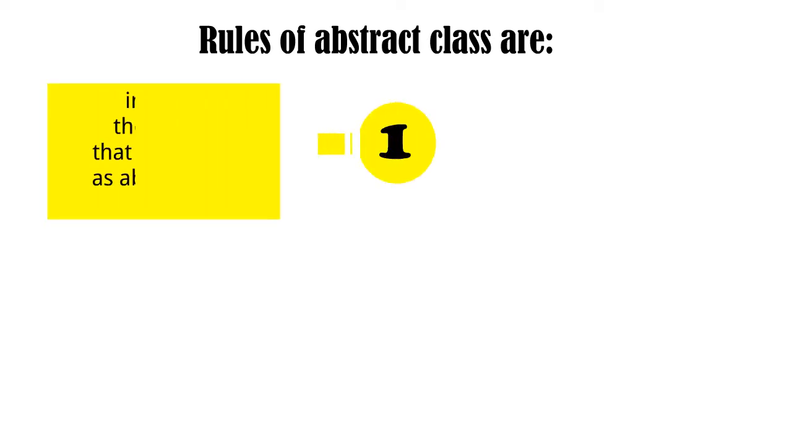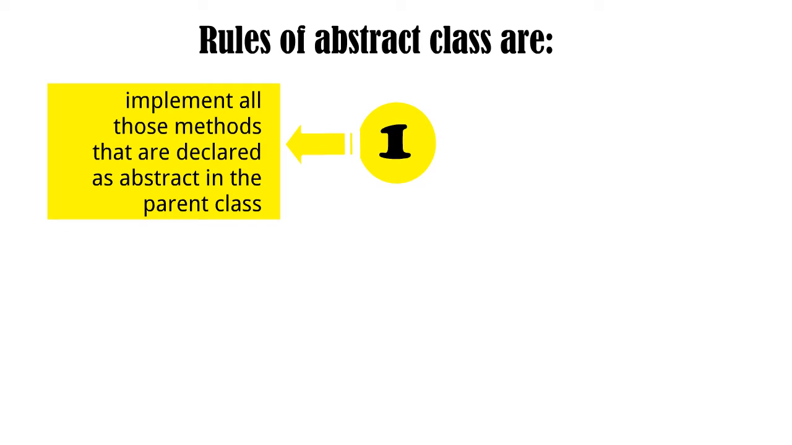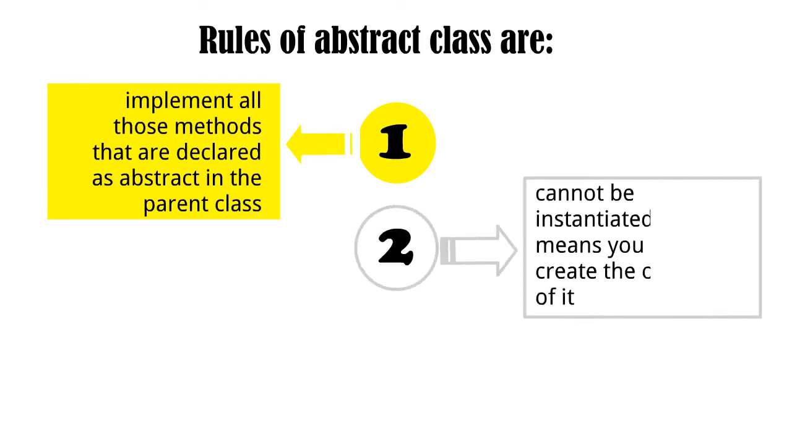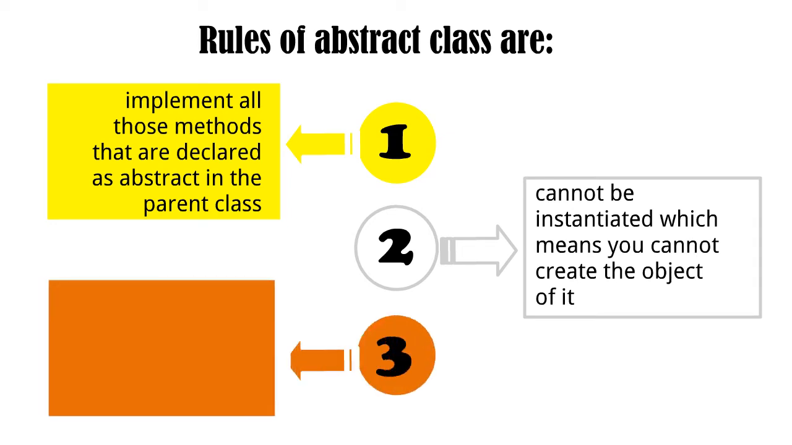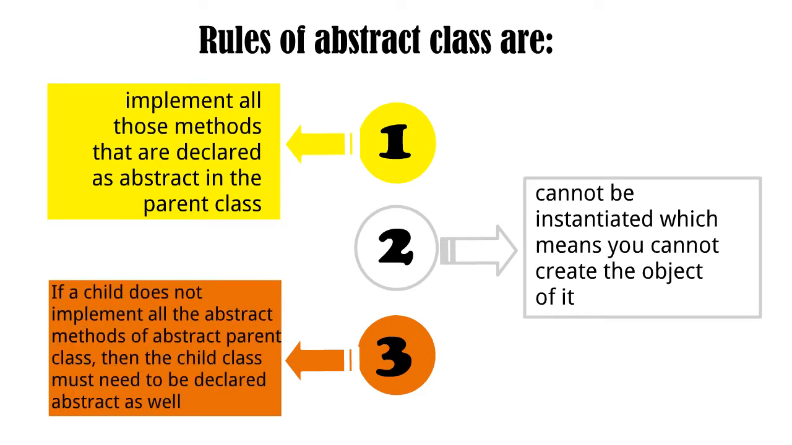Rules of abstract class are: 1. A class derived from the abstract class must implement all those methods that are declared as abstract in the parent class. 2. An abstract class cannot be instantiated, which means you cannot create the object of it. 3. If a child does not implement all the abstract methods of the abstract parent class, then the child class needs to be declared abstract as well.